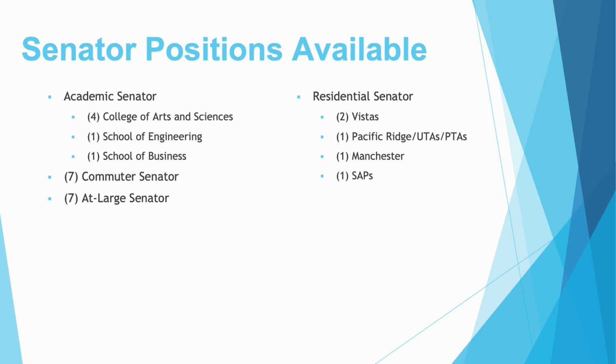Here are the different senator positions available for the spring 2023 elections. For academic senators, we have 4 College of Arts and Sciences, 1 School of Engineering, 1 School of Business. And we have 7 commuter senators and 7 at-large senators. And for residential senators, we have 2 Vistas, 1 Pacific Ridge/UTAs/PTAs, 1 Manchester, 1 SAPS, and 1 San Juan.